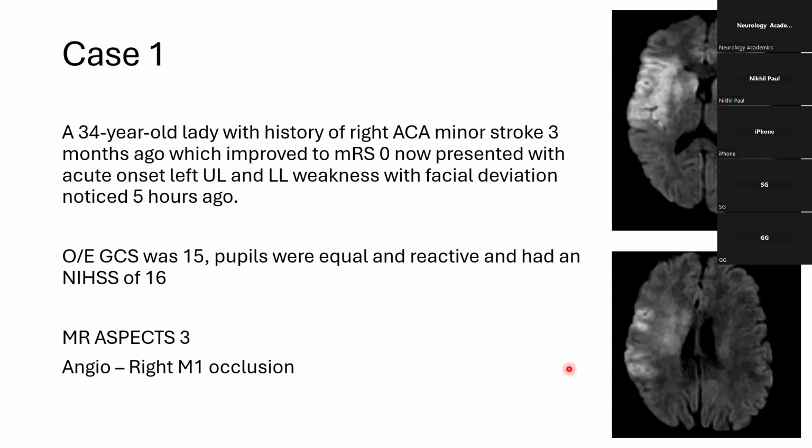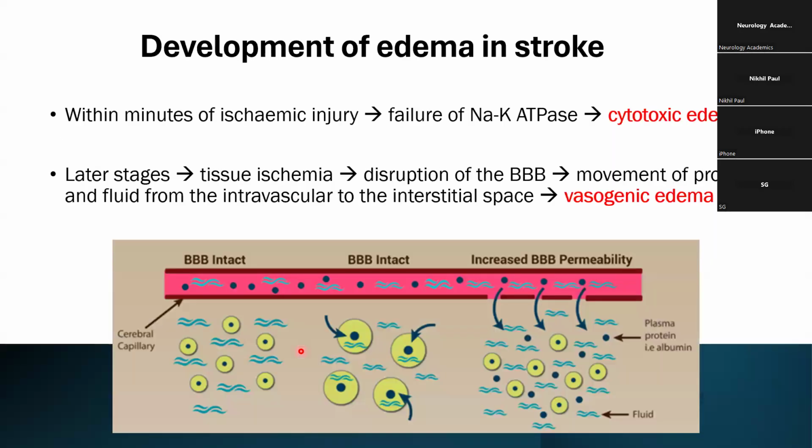There was pairing of the M3, M4, and M6, and angio showed a right M1 occlusion. So in this case, is this patient at risk for progression to malignant cerebral edema? So how exactly does edema occur in a stroke?